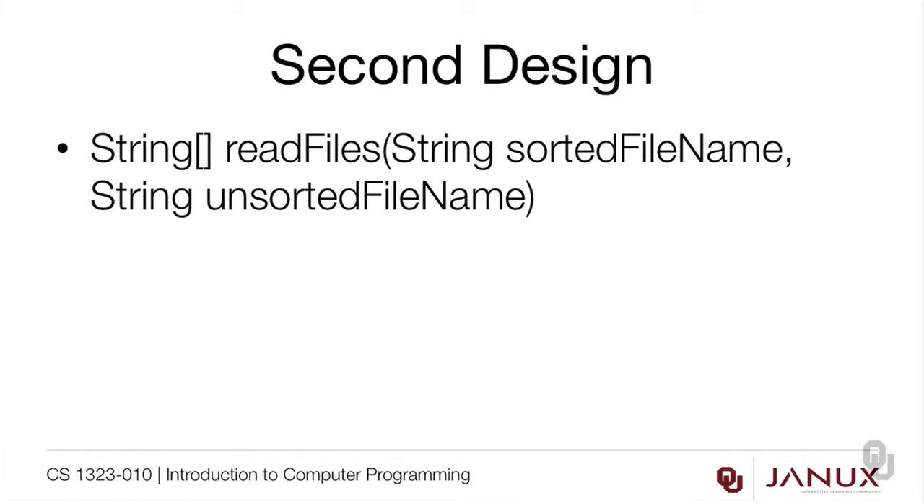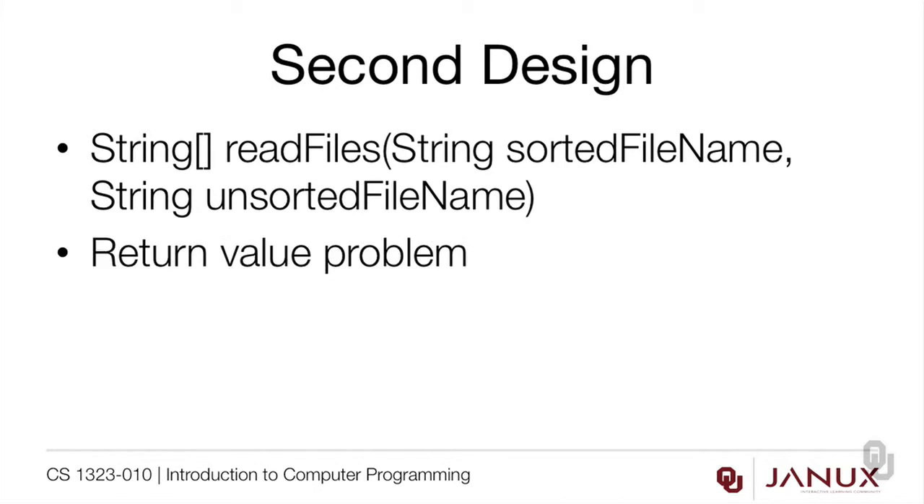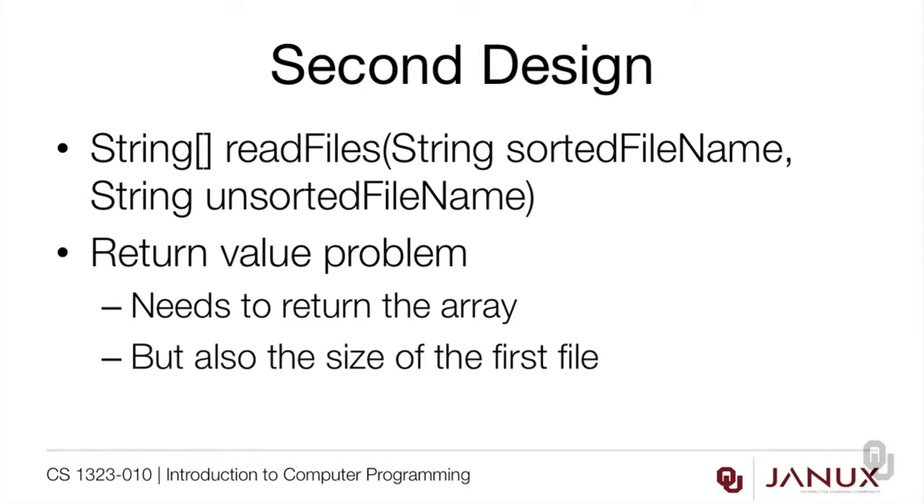We could write one method that reads both files, and it would get the sorted file name and the unsorted file name, and it would return a String array. Well, that sounds good, but we've got a return value problem. You certainly need to return the array. I mean, that's the whole purpose of reading the files, right? But you also need to return the size of the first file because you have to know where that division is.